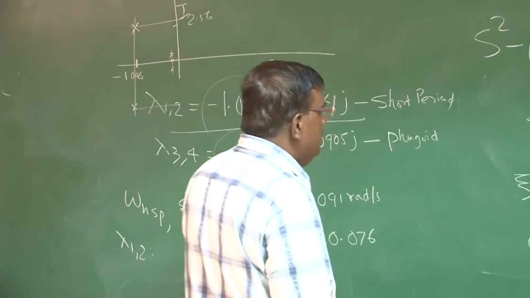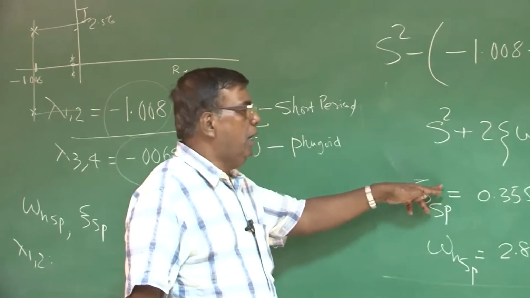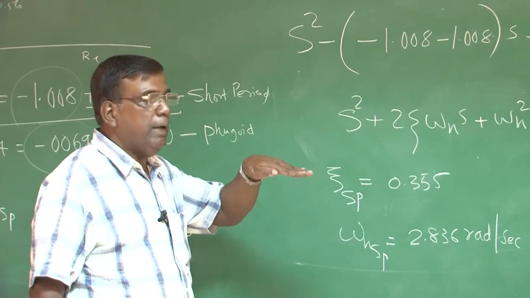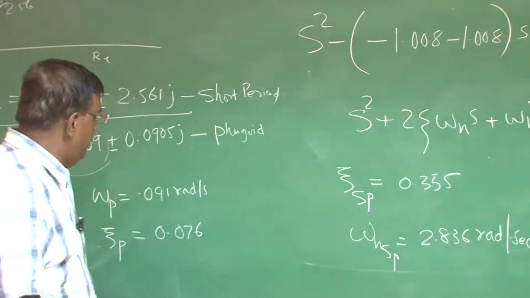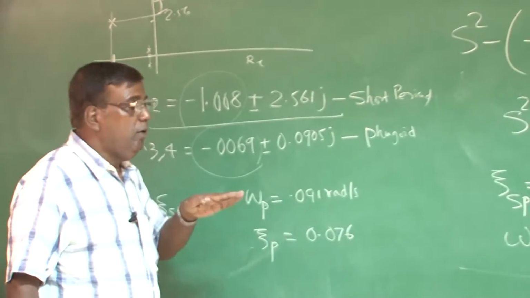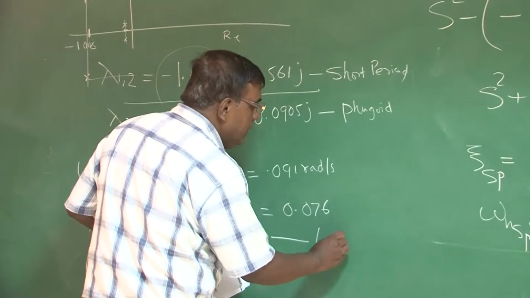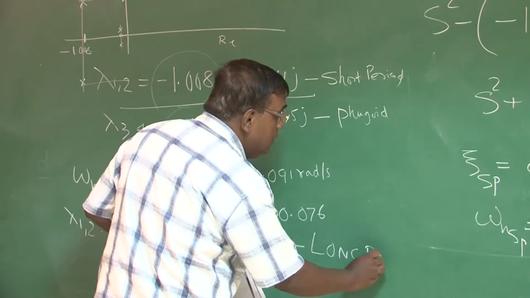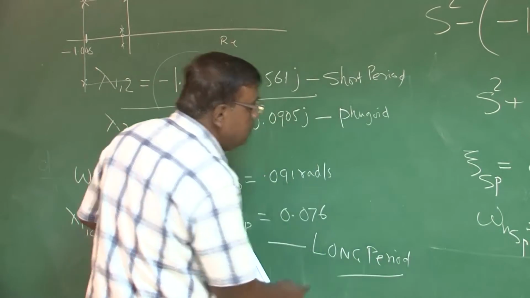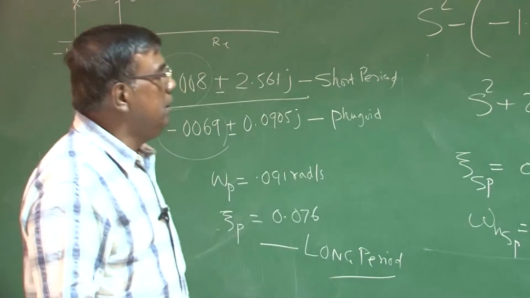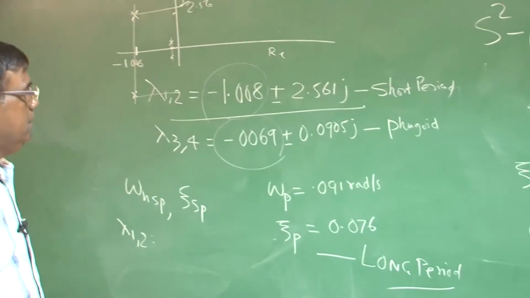The damping for short period is large, because immediately during very short period it comes back to equilibrium. So, it is 0.355, phugoid it takes time, long period. So, it is also called phugoid or long period, right. So, it takes time to come back to the initial equilibrium or steady state, right.